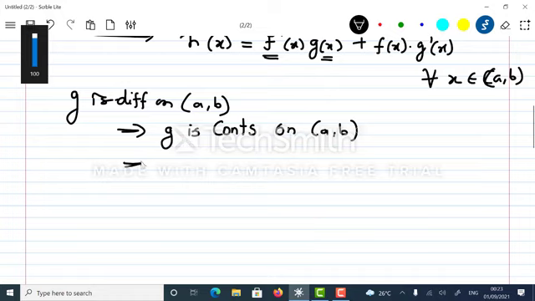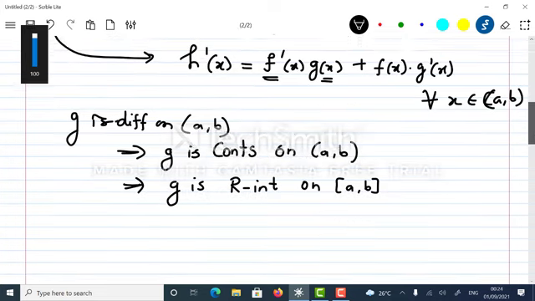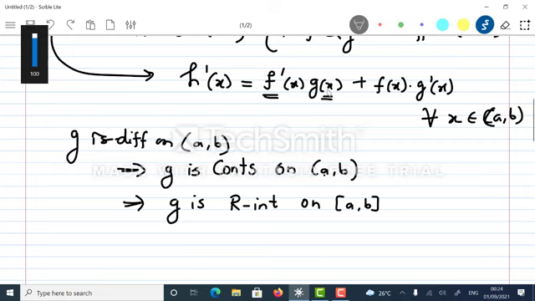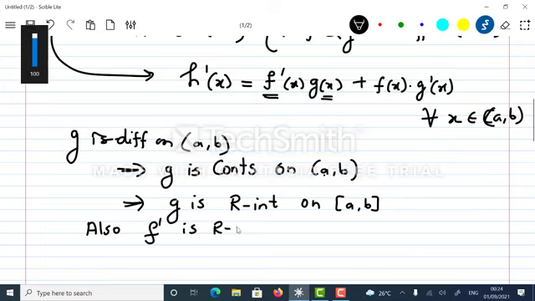So here we can see that g is R integrable on closed interval a comma b. Again, I am saying that it may happen that g at most at a and b may not be continuous, but then it will be discontinuous only at a and b, and at all the rest of the points it is continuous. And we know that a function with finitely many discontinuities is R integrable. Right. So g is R integrable. Further, f dash is also R integrable.